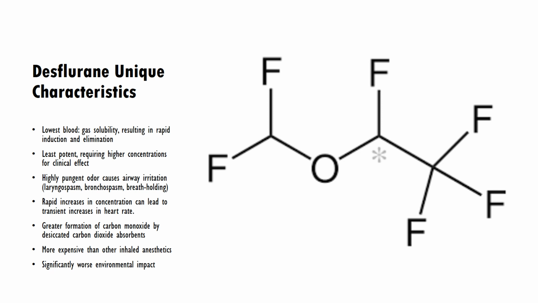Rapid increases in concentration can often lead to rapid increases in heart rate with desflurane. Every once in a while, if a patient is tachycardic initially at the onset of desflurane anesthesia, we can see this rise in heart rate. There's also a greater formation of carbon monoxide when it interacts with the absorbents. Desflurane tends to be the most expensive of all of the inhaled anesthetics.